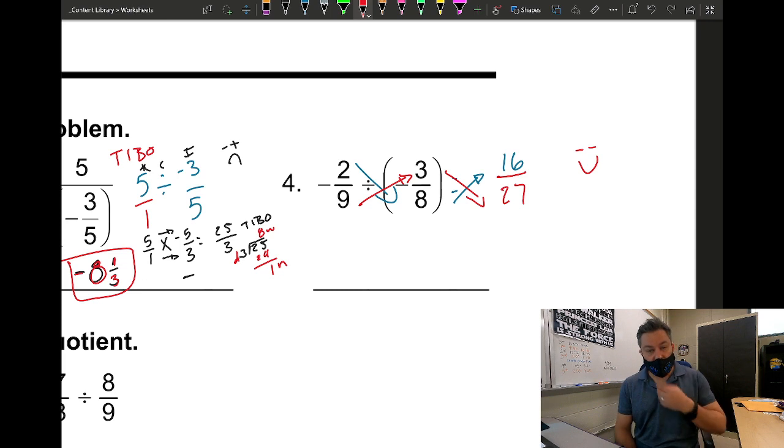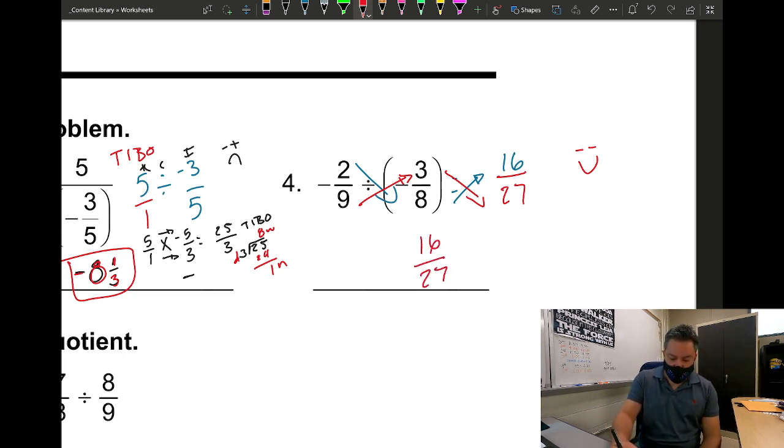Look at the answer choices. If there's any negative answer choices, get them out of the way. At this time, are we done? Can we simplify that? I don't think so. I cannot divide this by 2. Cannot divide them by 3, both of them. So my answer is going to be 16/27.